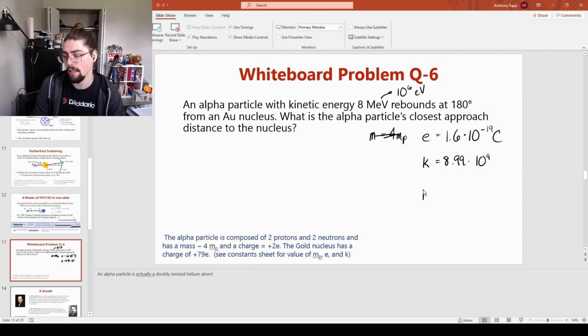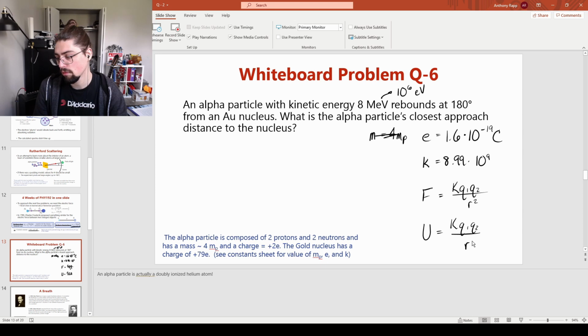I'm just writing some of these things down. They are all essentially on the last slide or your constant sheet, but just to make your life a little bit easier. Q1, Q2, that is the charge of each particle, kind of like mass, but a charge instead. R squared. Potential energy, same thing, but reversed. Not R squared, just R. Some equations, some values that might be a little bit helpful for you here.